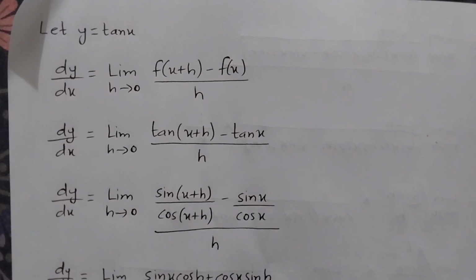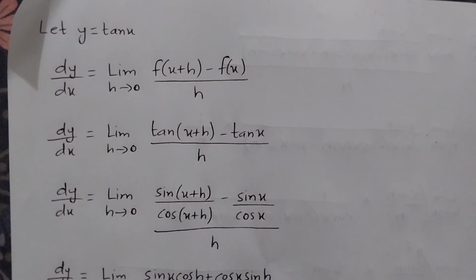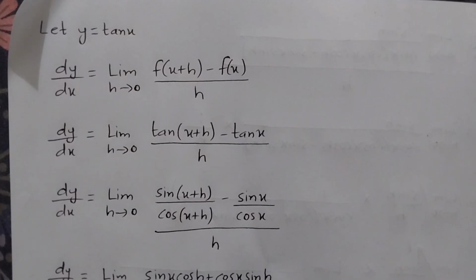And the definition of derivative is, we call the derivative of a function dy by dx or f dash of x, whatever. You can use any of those. So dy by dx is equal to the limit as h approaches 0 of f of x plus h minus f of x over h. So f of x here is tan x.